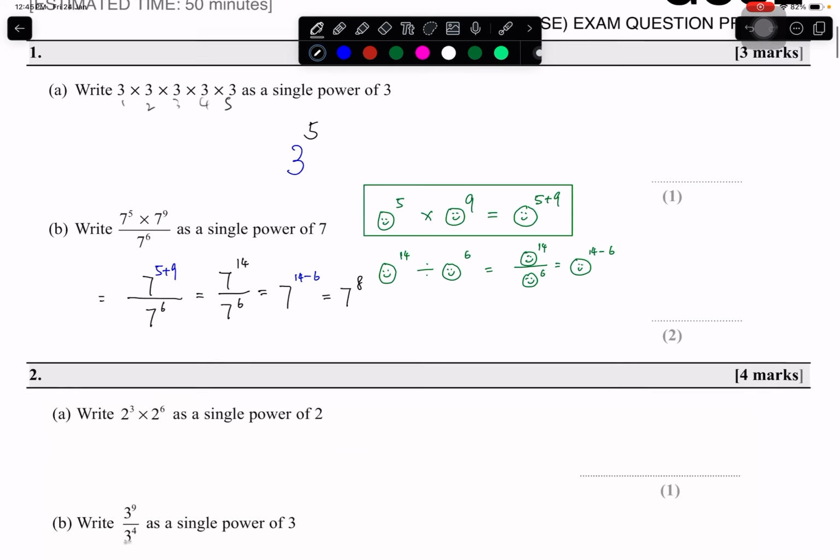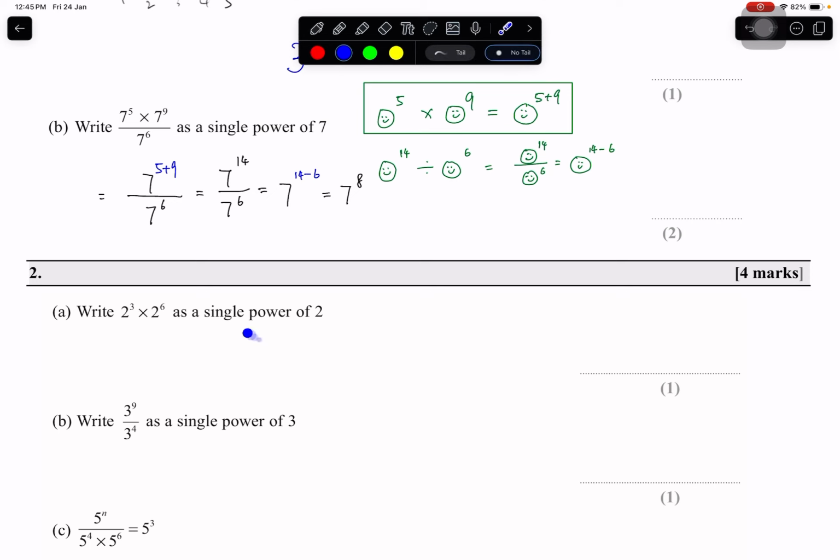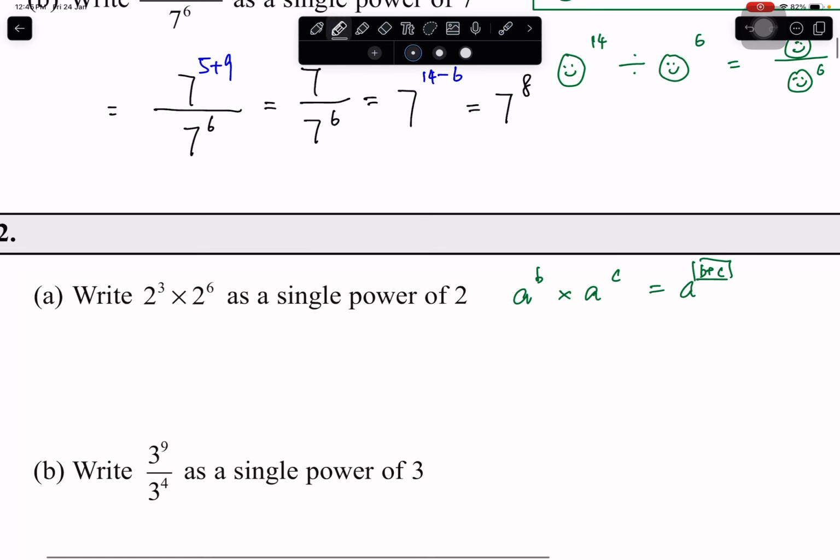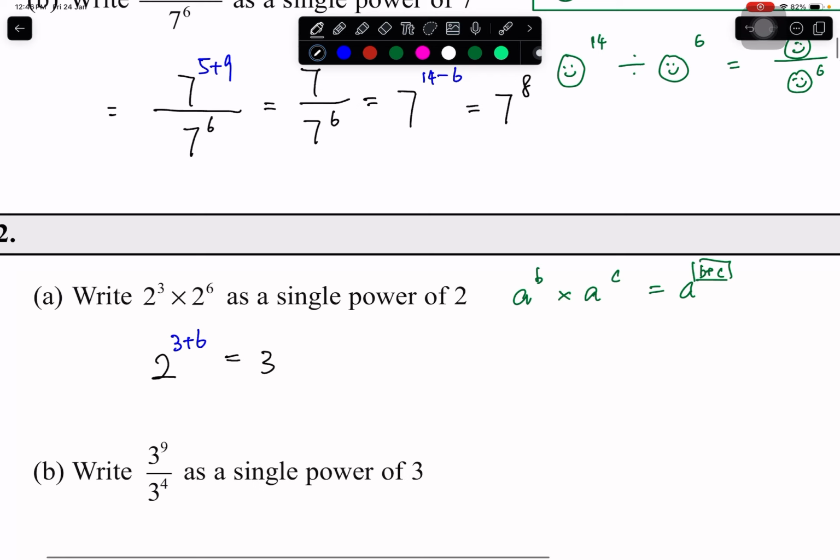That's the answer. Okay. Now, same rule here. We have the same base, 2 and 2. They're multiplied between the 2's, but then on the top is a 3 and on the top is a 6. So we apply the rule: a to the power of b times a to the power of c is equal to a to the power of b plus c. The b plus c happens at the exponent side. So we're going to write it as 2 to the power of 3 plus 6. That's equal to 2 to the power of 9.